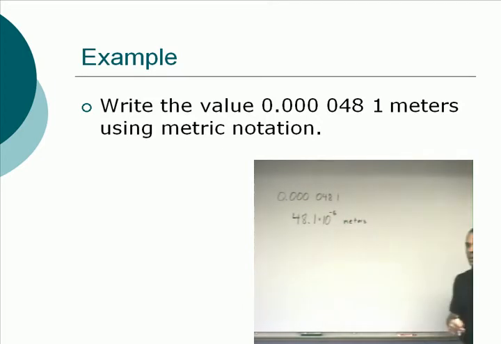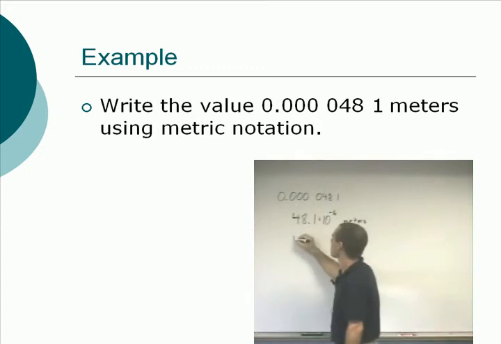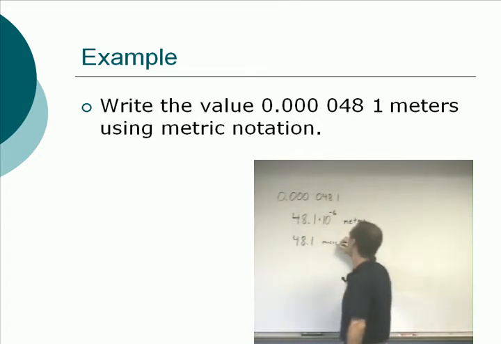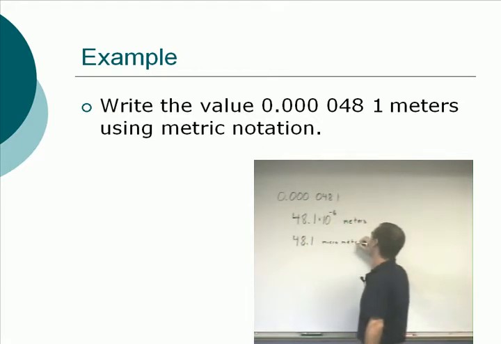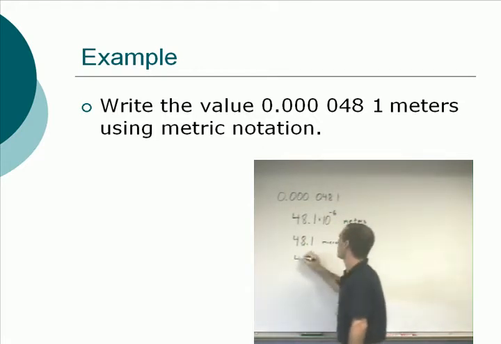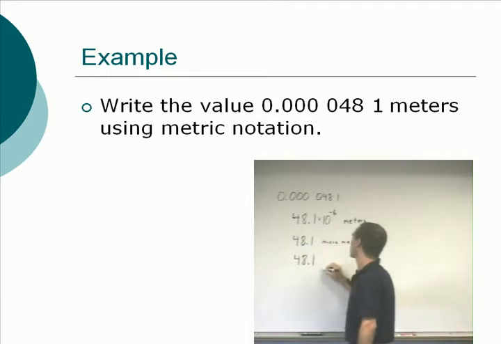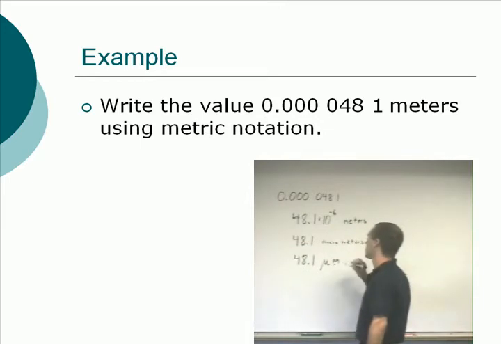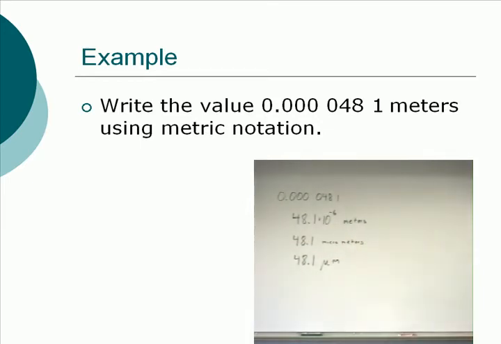And now we'll swap out that power of 10 for a name, and that is micro. And so this would be 48.1 micrometers, or 48.1 mu m micrometers.